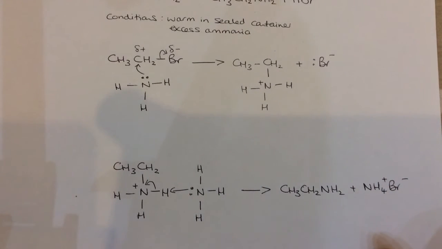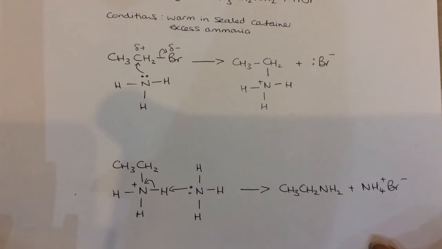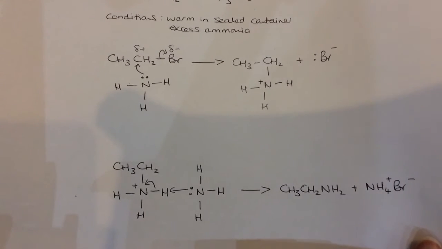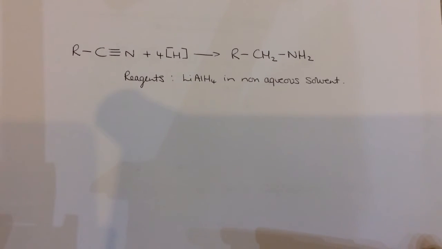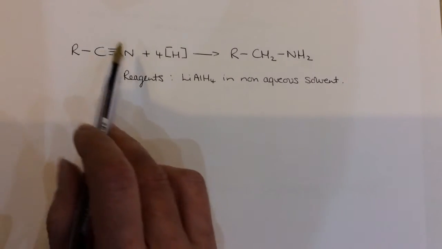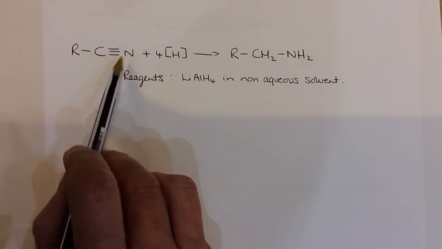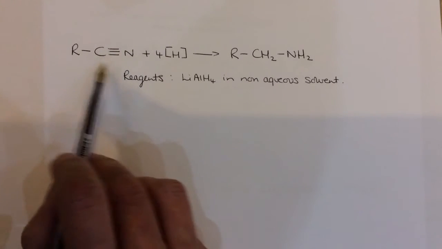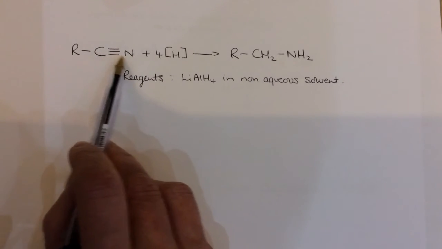The second thing we're going to look at is the formation of amines from nitriles. There's no mechanism for this, so we're just going to take a general nitrile. Remember, you can recognise a nitrile by the C triple bond N.